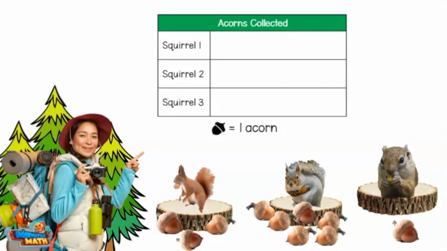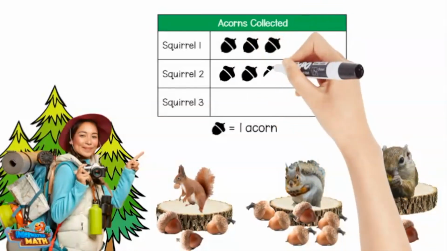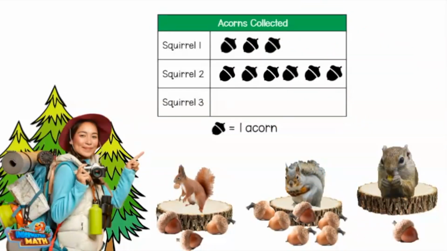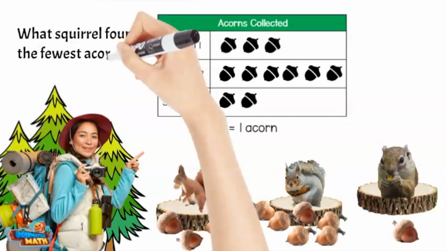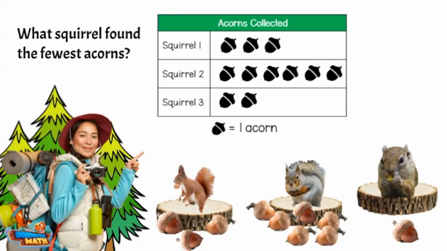It looks like squirrel 1 has collected 3 acorns. I will put 3 acorns next to squirrel 1. Squirrel 2 has 6 acorns. Squirrel 3 has 2 acorns. Looking at the pictograph, what squirrel found the fewest acorns? I look for the row with the least amount of acorns in it. It is squirrel 3. Nice work.